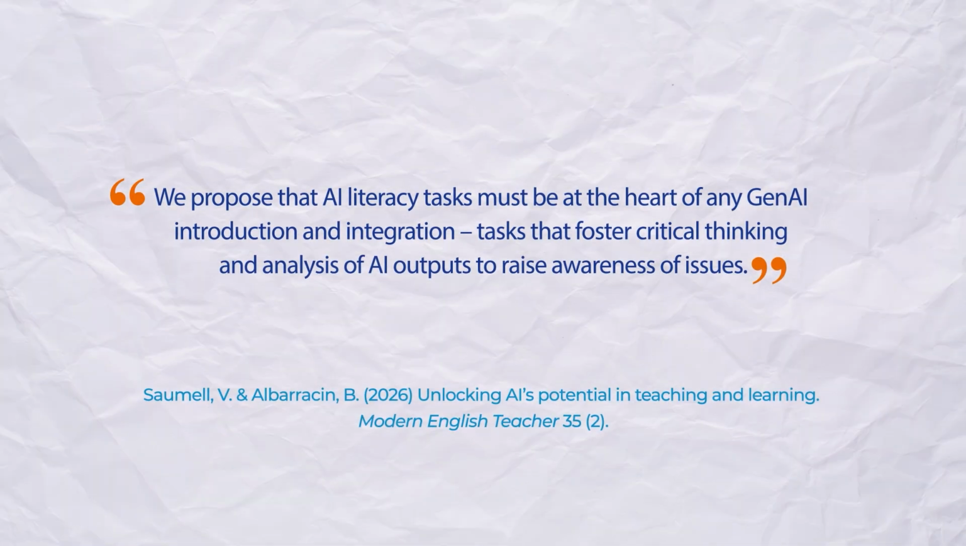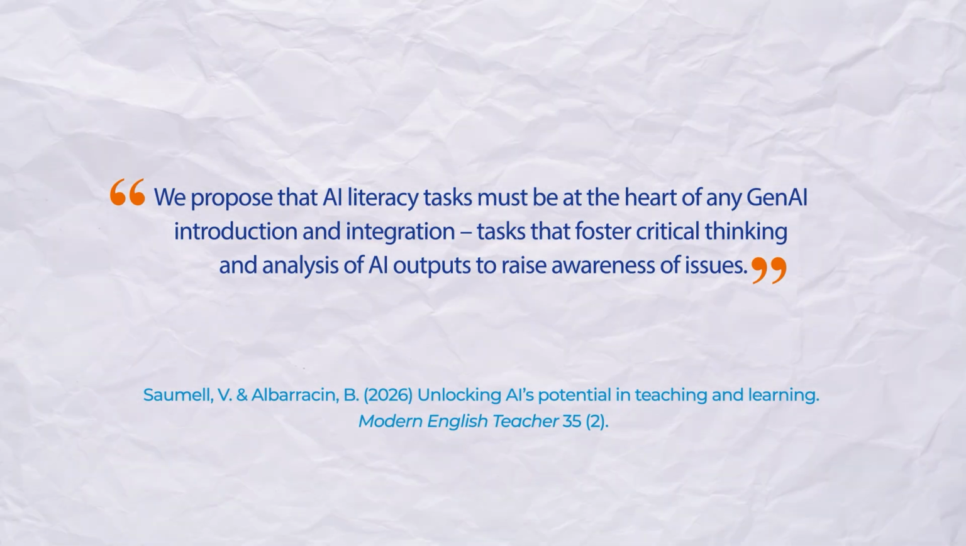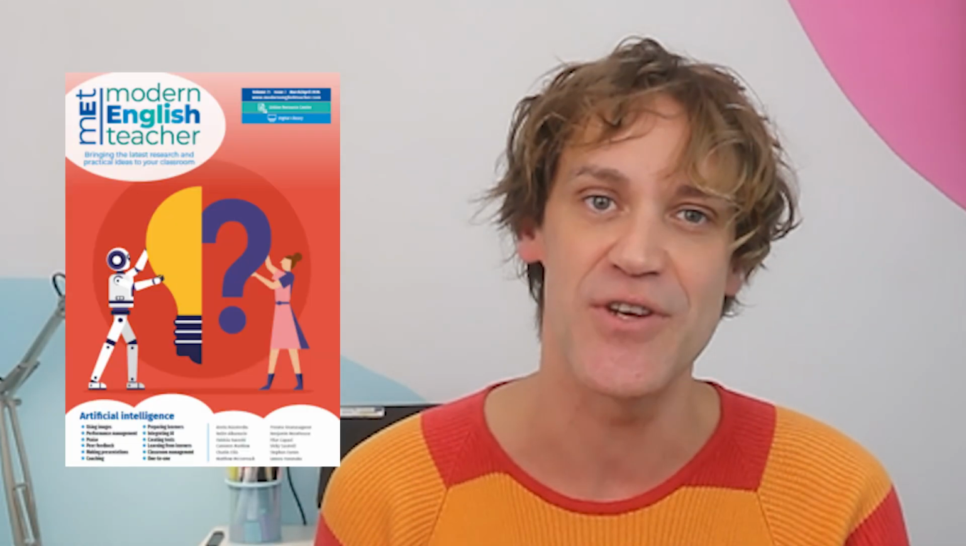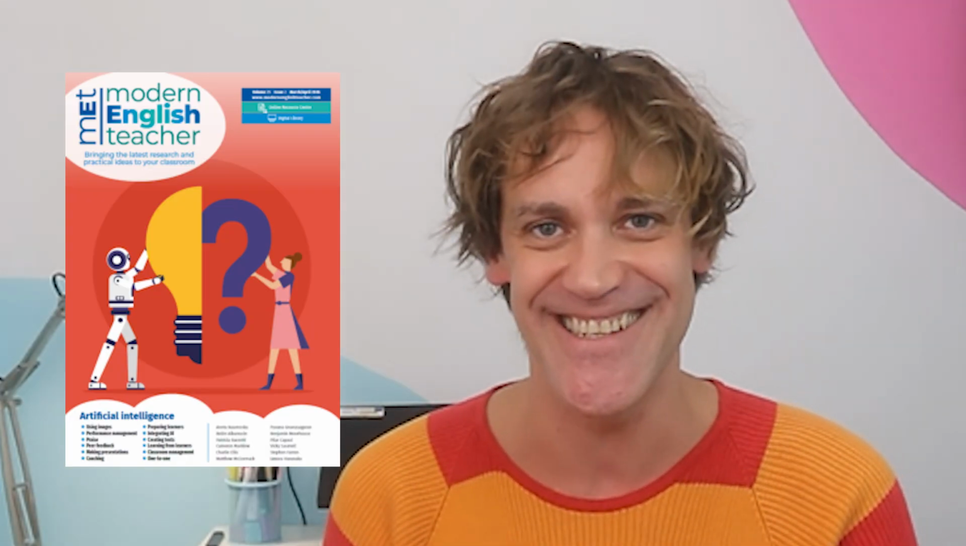And this is what a great task does. According to Salmel and Albarracín, "we propose that AI literacy tasks must be at the heart of any Gen AI introduction and integration. Tasks that foster critical thinking and analysis of AI outputs to raise awareness of issues." In our English language classroom, there are endless possibilities. We can ask students to analyze and grade essays written by AI. We can ask them to evaluate AI automatic translations. We can give them different tasks and ask them to spot the ones that were actually written by AI. Make sure you check out the AI in ELT book or the latest issue of Modern English Teacher, where you'll find lots and lots of practical ideas.